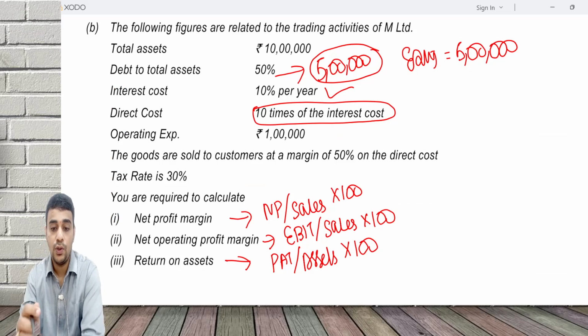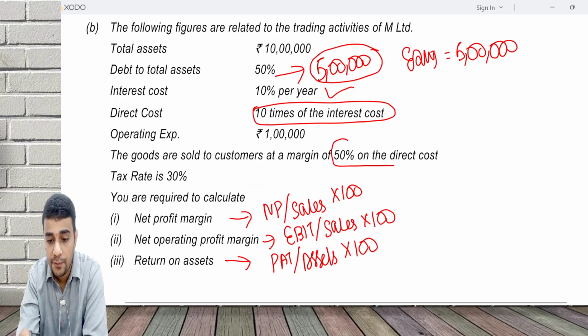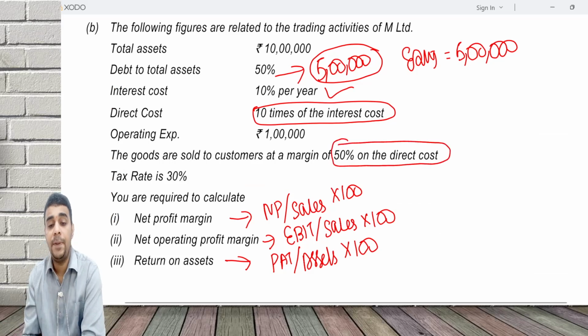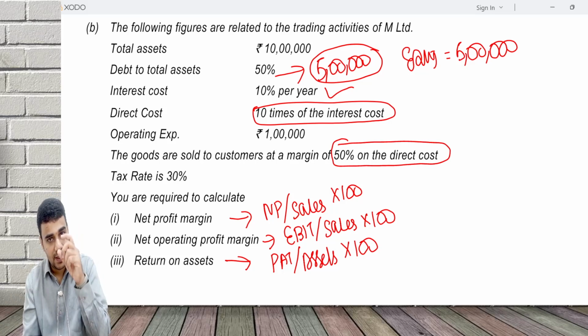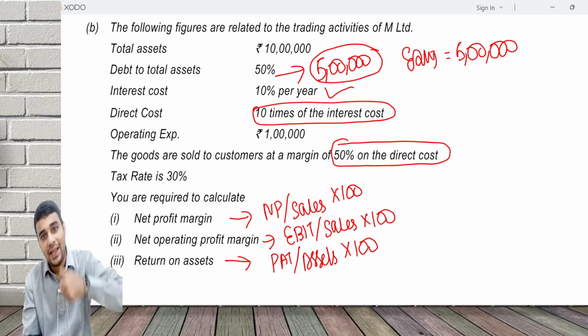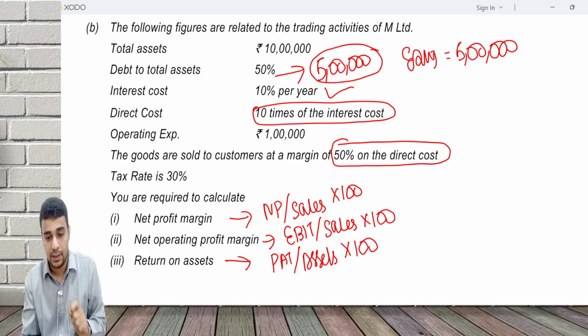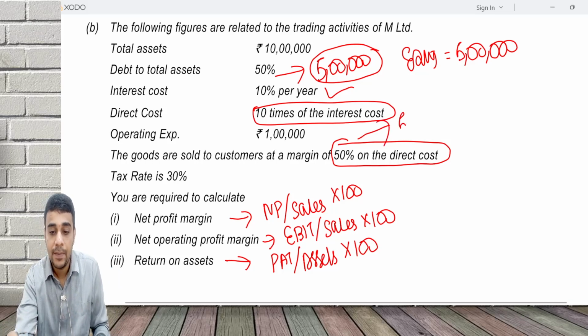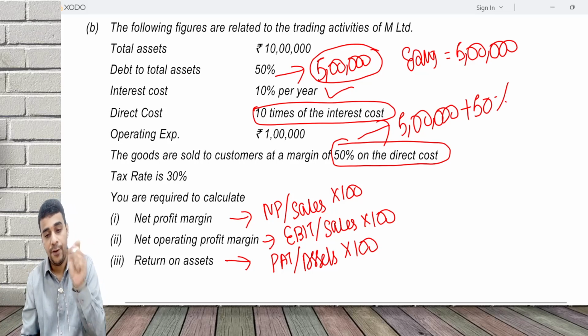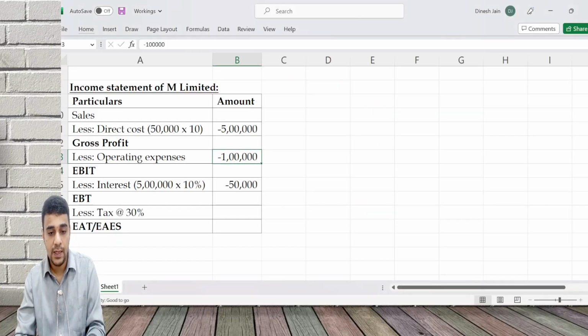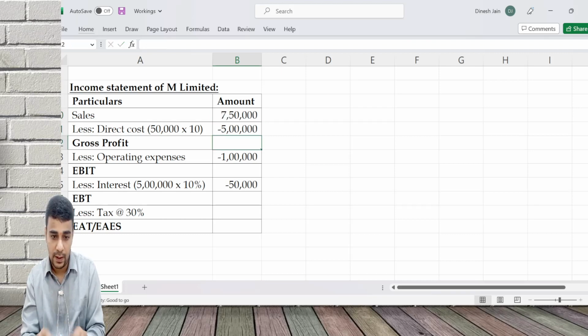Goods are sold to the customer at a margin of 50% on the direct cost. So whatever the direct cost is, I add another 50% margin on it and sell it to the customer. So 5 lakhs plus an extra 50% profit on the direct cost. Sales value is 5 lakh into 1.5, which is 7 lakh 50. This is almost over now.